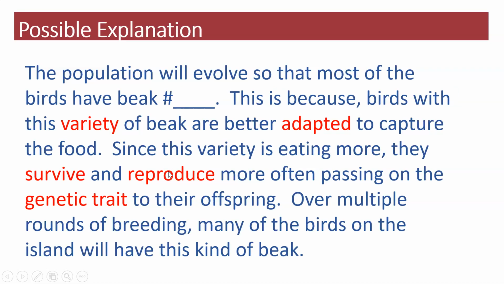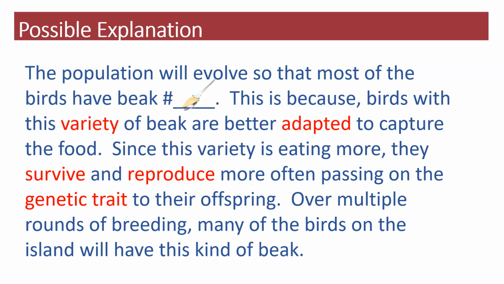So here's a possible explanation. You might have said, the population will evolve so that most of the birds will have a beak variety that looks like this. This is because birds of this variety of beak are better adapted to capture food. Since we saw that this variety ate more, well, then they survived more and they reproduced more. And they passed on this genetic trait to their offspring. Over multiple rounds of breeding, many of the birds on the island will have this kind of beak.